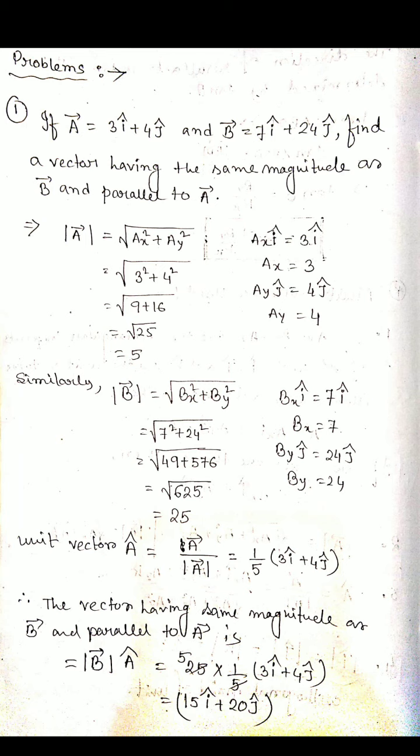First problem: if vector a is given and vector b is also given, what do we find out? We find a vector having the same magnitude as vector b. That means whatever vector we get from a combination of a and b, its magnitude is equal to the magnitude of vector b, and it is parallel to vector a.